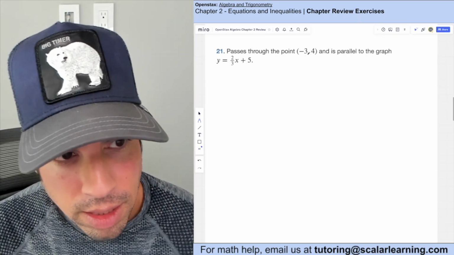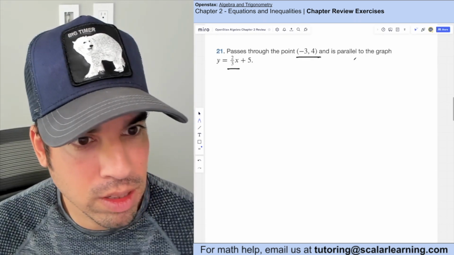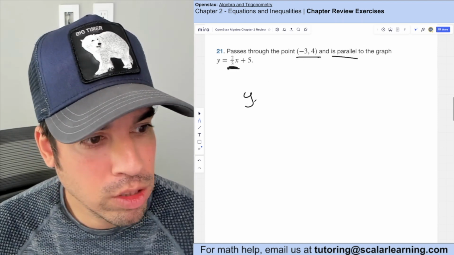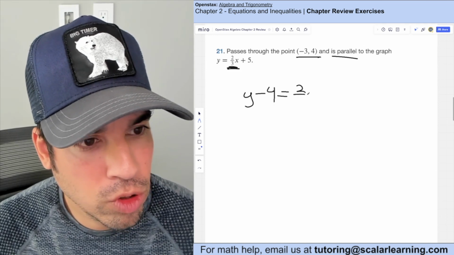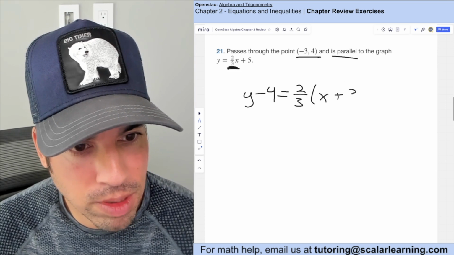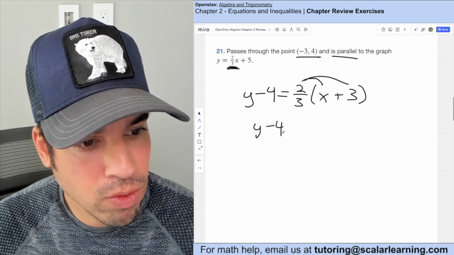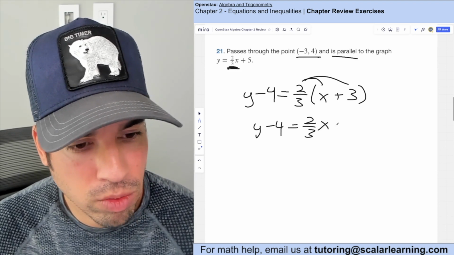Here we're trying to get a linear equation that goes through this point and has the same slope as this because it's parallel. So that means it has a slope of 2/3. So check it out. Using point slope, I got y minus y1, which is 4, equals a slope of 2/3 times x minus -3, which is the same as x plus 3.